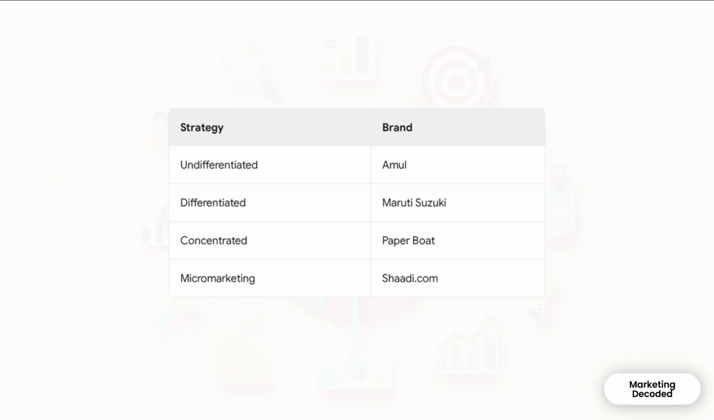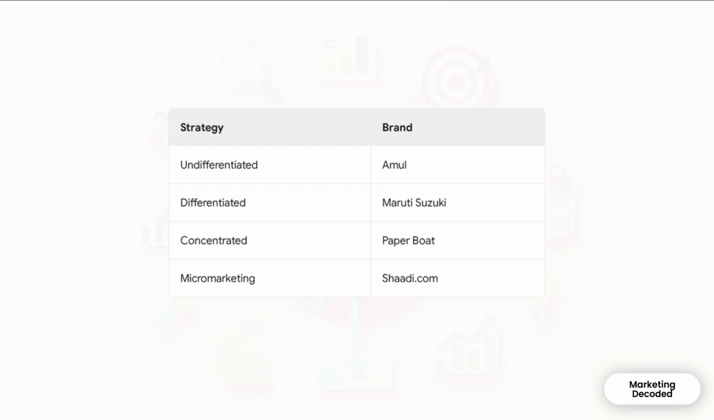Next up is concentrated targeting. Here, you pick just one specific segment and you go all in. Think of Paper Boat. They didn't try to sell a generic soft drink to every single person in India. No way. They went after urban millennials who were nostalgic about traditional Indian drinks. You know, Aam Panna, Jaljeera, Kokum. Startups with limited budgets use this to deeply, intensely own one specific space.